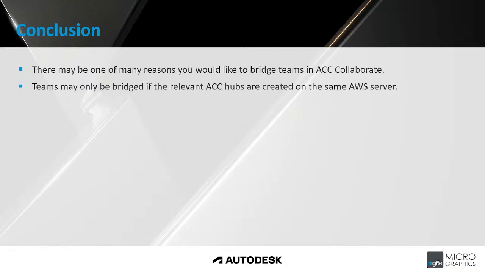And then just as a conclusion, there may be one of many reasons you would like to bridge teams. But note, this is the big note, they may only be bridged if the relevant ACC hubs are created in the same AWS server. In other words, all of the hubs must be in America, or all of the hubs must be in Europe, or all of the hubs must be in Australia. Those are the three options you have at the moment. If you are in South Africa, we recommend that you use the European server because their data laws are more stringent than ours and should fall within the security constraints that might be imposed on you by our own government.